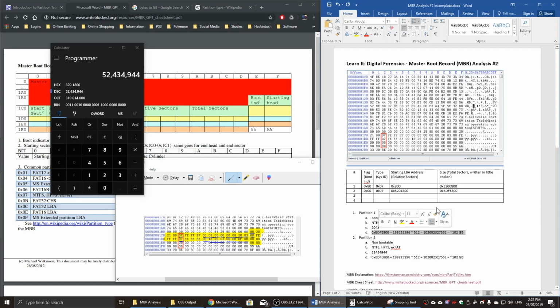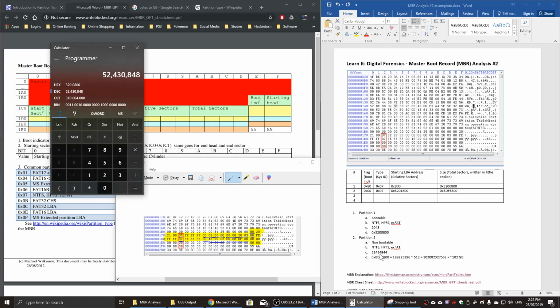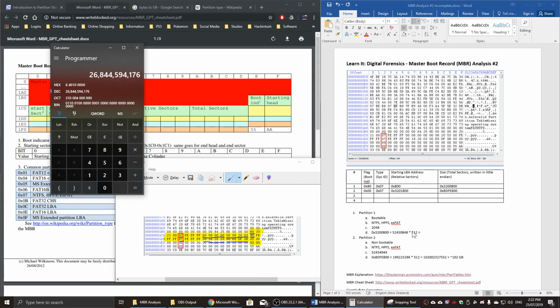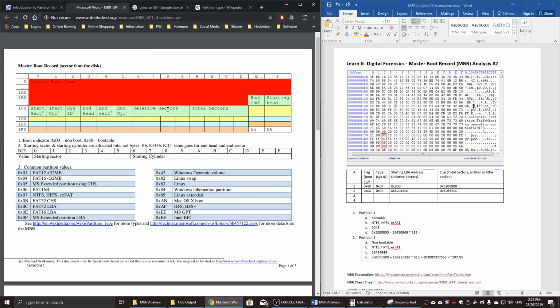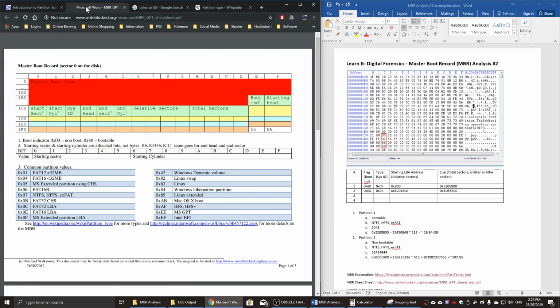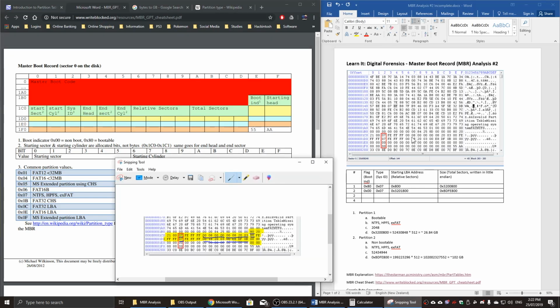So what we can do is just do the calculation for the first partition. I'm going to copy this, because we hadn't done the calculation for this one as of yet. Which equals that multiplied by 512, which is roughly 26.84 gigabytes. So that is the partition information for this particular MBR.